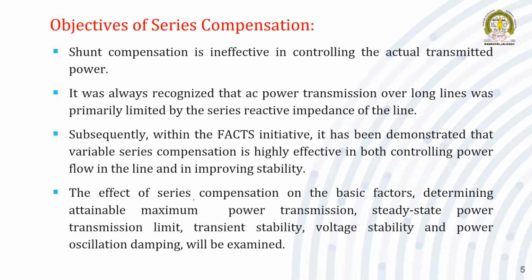which can be overcome in series compensation. Now the second point: it is always recognized that AC power transmission over a long line was primarily limited by the series reactive impedance of the transmission line. We have seen that the power is governed by, say, the voltages V1 and V2, or E1 and E2, which are the same. So it is V squared upon X, the total reactance of the transmission line, into sine delta. This plays a very important role even if we are connecting shunt compensation. So we want to reduce this value of X by connecting a series compensator. It is recognized that the amount of power transmitted and the length of the power transmission are restricted because of this denominator value X.